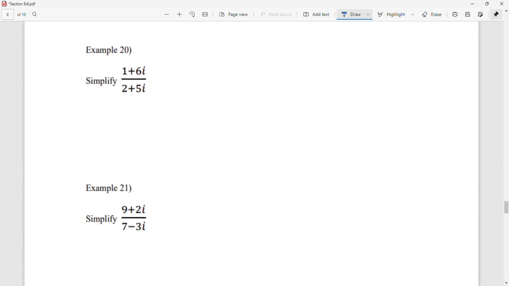In example 20, let's use the conjugate. What's the conjugate of 2 plus 5i? Well, that's 2 minus 5i. So we'll multiply that to the top and bottom of each fraction. For the top, we'll have to FOIL it out.